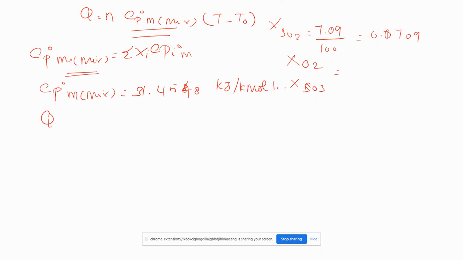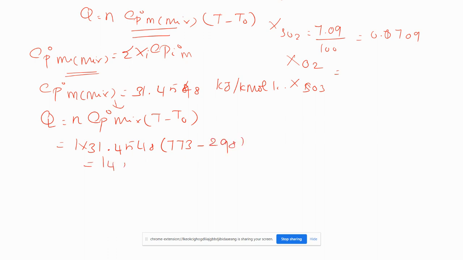And the next is Q is equal to N into Cp naught m mix into (T minus T naught), N is 1. So this Cp naught m mix value you substitute here, that is 31.4548 into (773 minus 298). So you will get the answer as 14941 kilojoules. Nothing different, only thing is instead of two mix values you have got only one mix value. That is the difference.